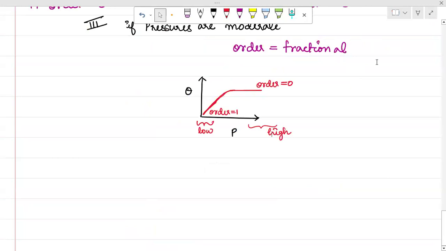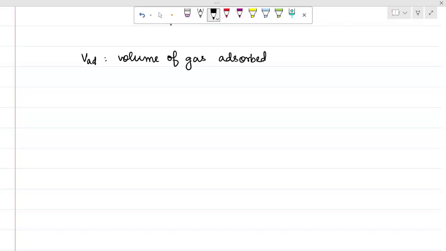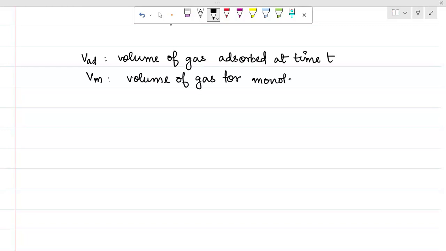Now, there are certain other ways in which you can write the expression of the Langmuir adsorption isotherm as well. So I'm going to explain that. Based on the volume, please write it up, Vad. Vad is the volume of gas adsorbed at time t. I'll explain what that is. And Vm is the volume of gas for monolayer formation.